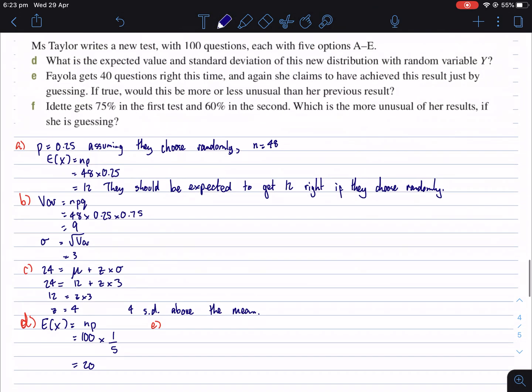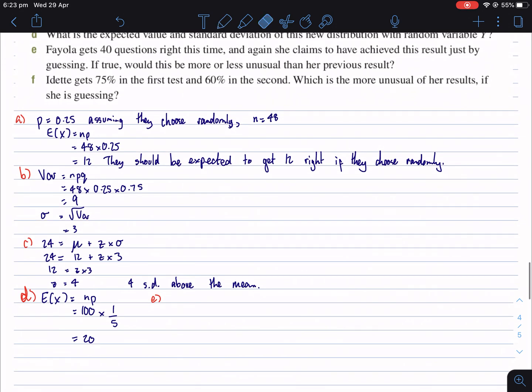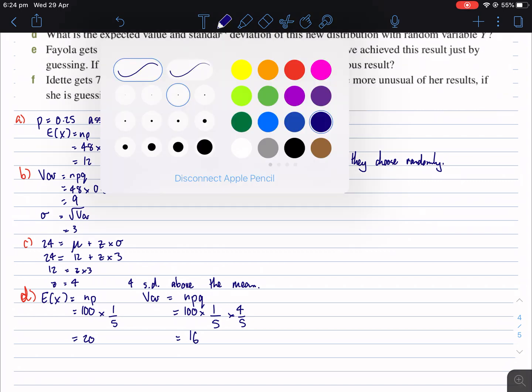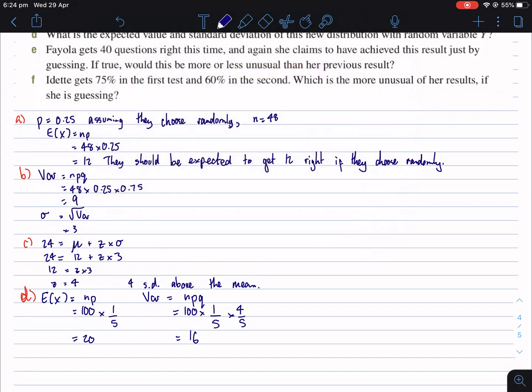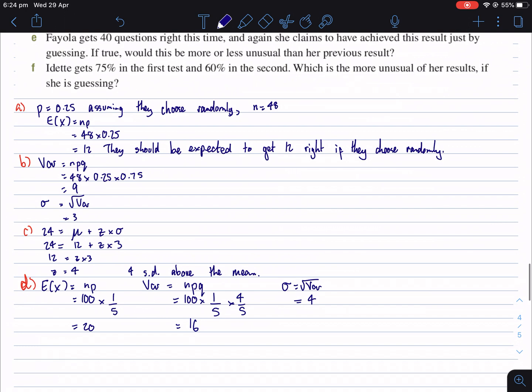E, we want the, what do we want, the standard deviation? Oh, we still want the standard deviation with D, sorry. So the variance, NPQ, so 100 times 1 in 5 times 4/5. So that's 16. Yes. And we want the standard deviation, so it's the square root of the variance. So it's 4. Okay, she reckons she gets 40 questions right this time.